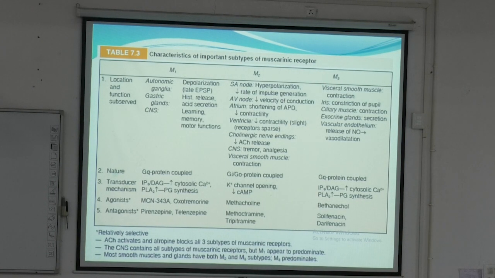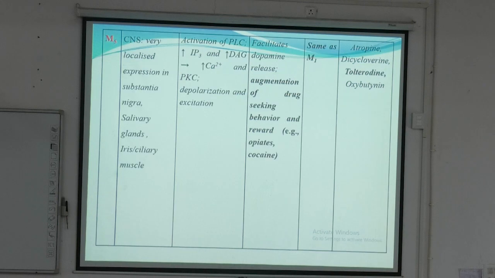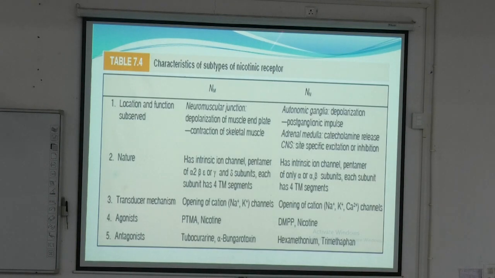These are the muscarinic receptors. Muscarinic, because when these receptors were discovered, it was seen that they can be excited by one chemical compound known as muscarine. Okay. Next, coming to the nicotinic receptor.